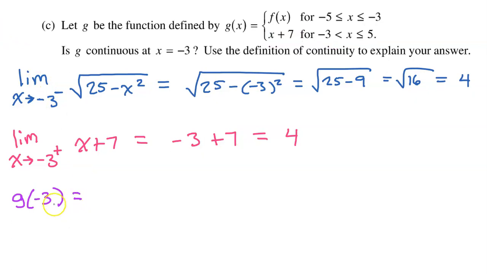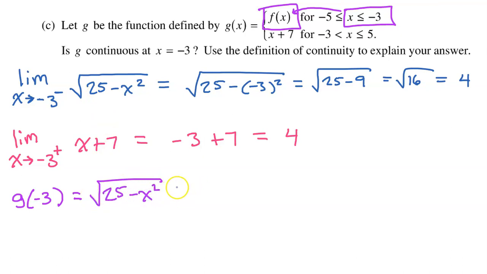And finally, we need to evaluate g at negative 3. Which one of these functions do we use when x is equal to negative 3? Well, you see the little or equal to line right here. If x is less than or equal to negative 3, we use this piece of the piecewise function. And x is equal to negative 3, so we will use f of x, which again is the square root of 25 minus x squared.